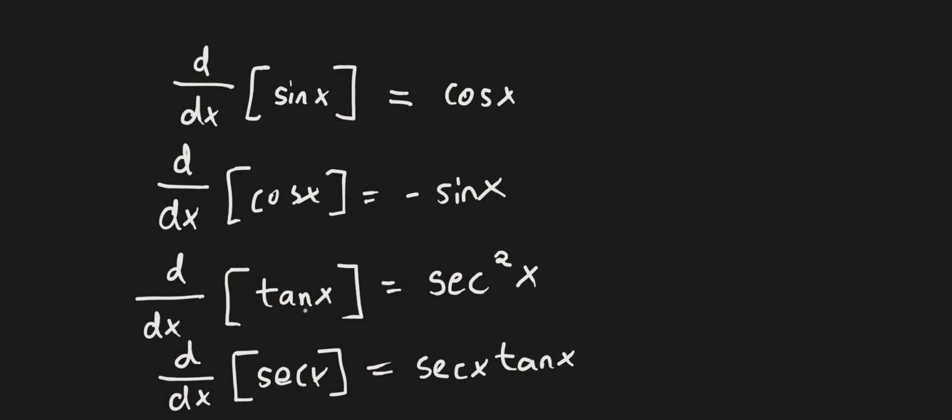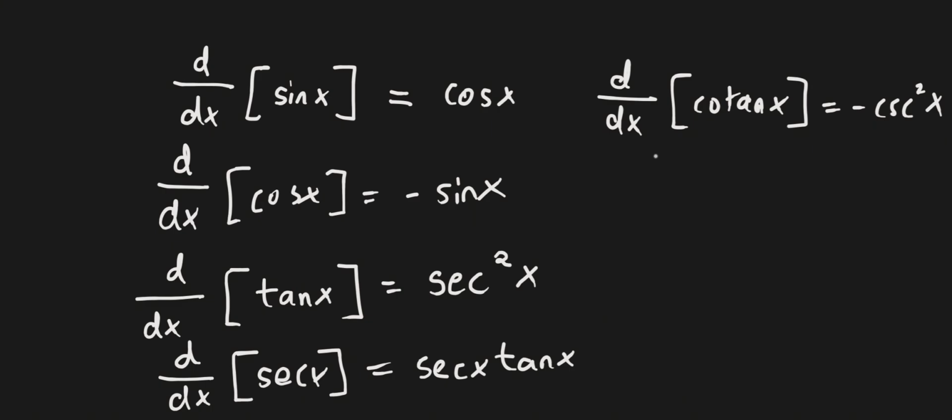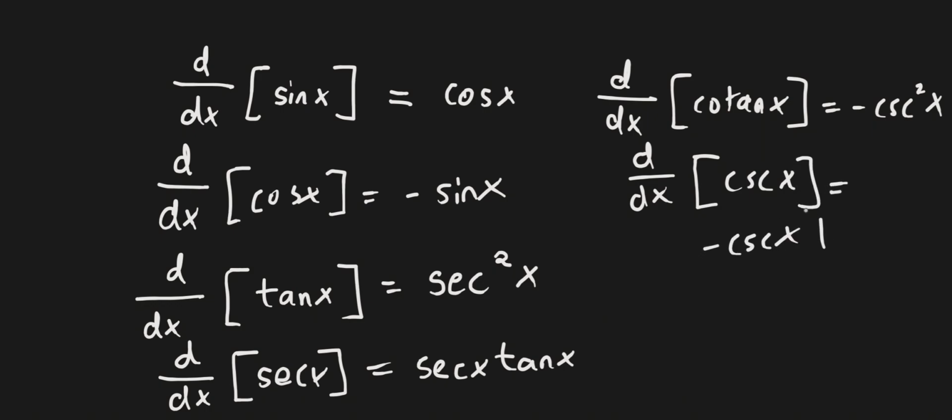Whenever you have a tangent, even when you look at the cotangent, you'll see that. Let me do that right now. So d by dx of cotangent x is going to be equal to negative cosecant squared x, and then the derivative of cosecant x is equal to negative cosecant x cotangent x. And of course, this is multiplication. You can do negative cotangent x cosecant x. It's the same exact thing.